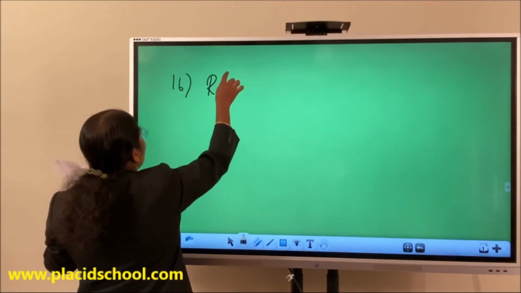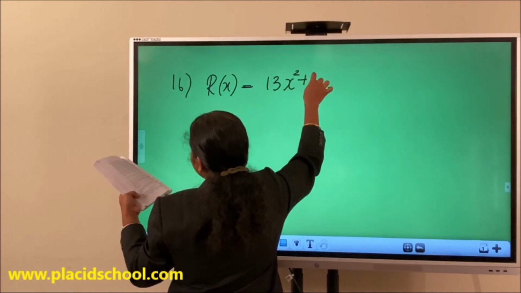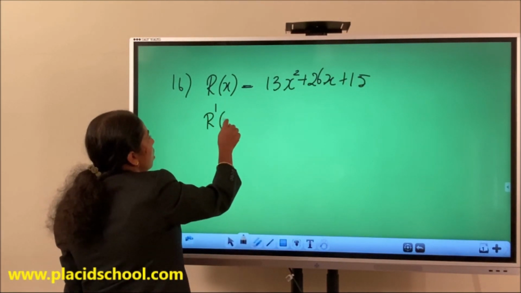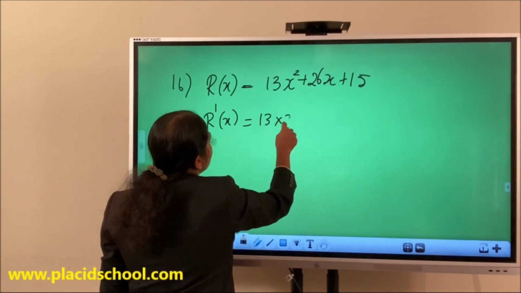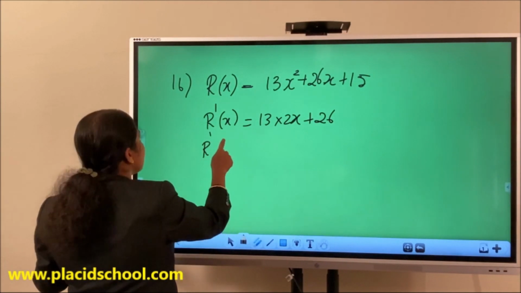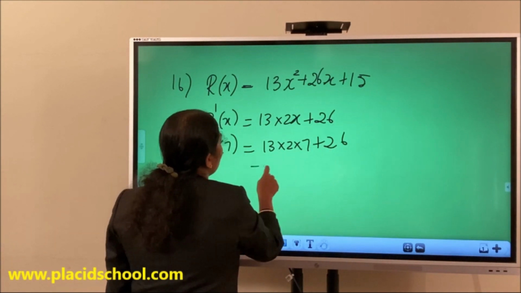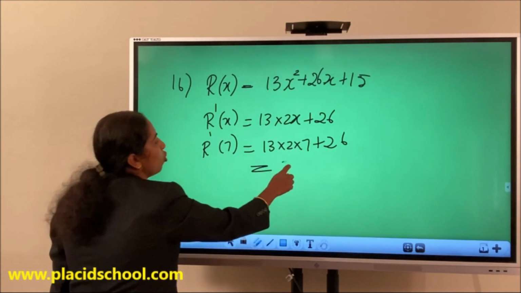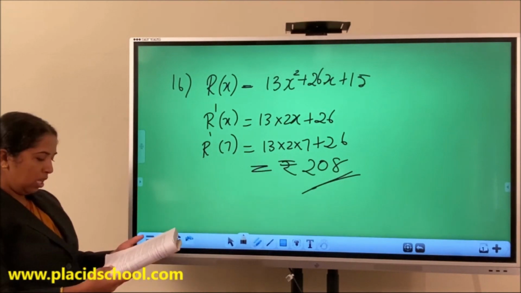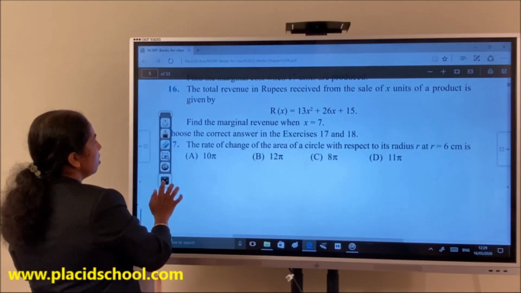Question number 16. R of x is equal to 13x square plus 26x plus 15. Finding the first derivative, R dash x is equal to 13 into 2x plus 26. So R dash 7 is 13 into 2 times 7 plus 26, which on calculating you will get rupees 208. So this will be the marginal revenue when 7 units are produced. Moving on to the next question.